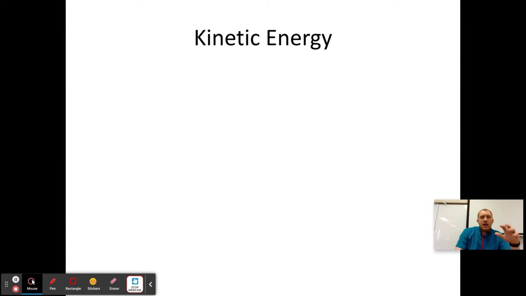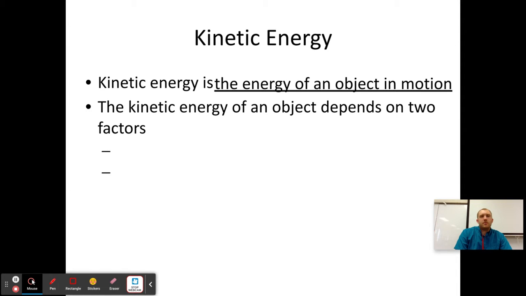Potential energy versus kinetic energy. Kinetic energy is the energy of motion. So in order to have kinetic energy, you have to be in motion. If you're at a constant velocity of zero, you can't have kinetic energy because you're not in motion. I'll show you that in the equation version a little bit. But that's the big key. Unless you're all the way at the center of the Earth, you always have some potential energy due to gravity. But you cannot have kinetic energy unless you are actively in motion.